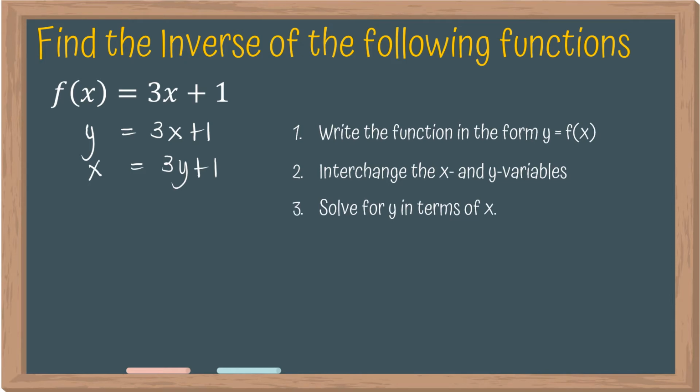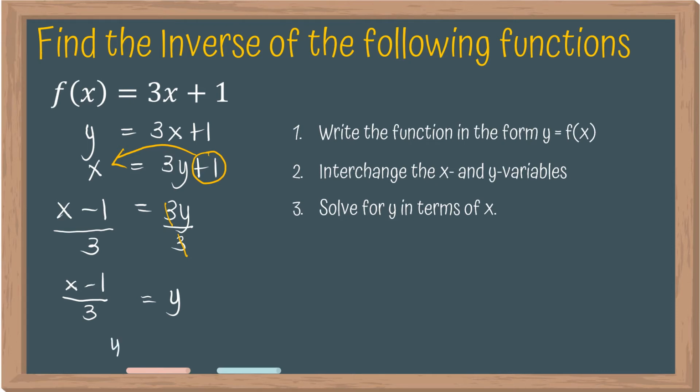Lastly, we're going to solve for y in terms of x. Kumbaga, ititira na lang natin yung variable y sa isang side ng ating equation. To do that, we can have positive 1 on the left side of the equation, giving us x minus 1 is equal to 3y. Solving this further, we can divide both sides of the equation by 3. Thus, we can have 3 cancelled here, leaving us x minus 1 all over 3 is equal to y. This can also be written as y is equal to x minus 1 all over 3.